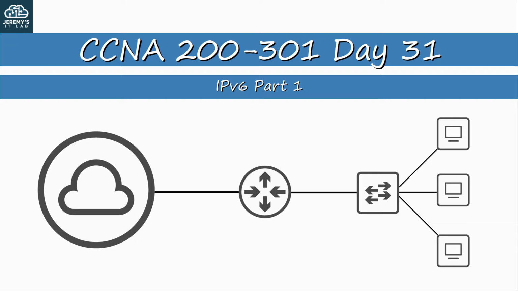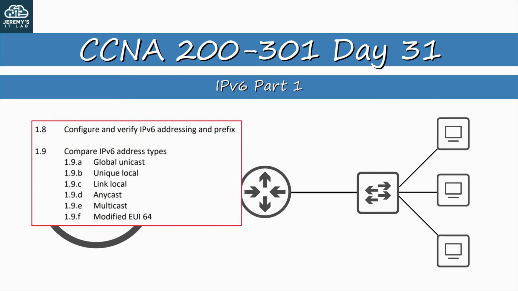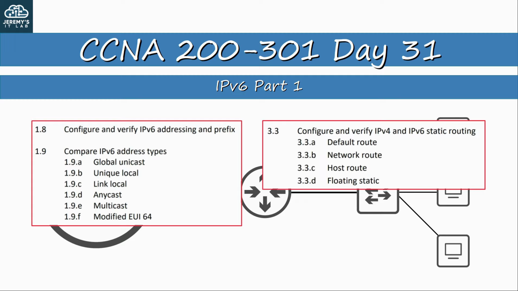IPv6 is covered in a few areas of the official exam topics list. Topic 1.8 says you must be able to configure and verify IPv6 addressing and prefixes, and 1.9 says you must be able to compare various IPv6 address types. You should also be able to configure and verify the same kinds of static routes in IPv6 that we already covered in IPv4.